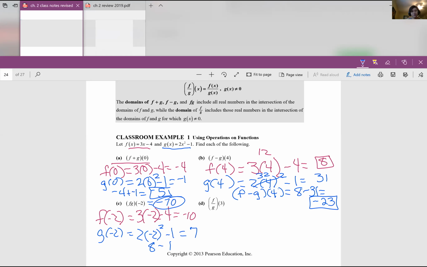Okay, and when it's a fraction, just to save time, let's do this. Let's go back to what we had on A, and instead of putting a 3 there, let's just see what we would get if we did f divided by g of 0. So what did we say f of 0 was?